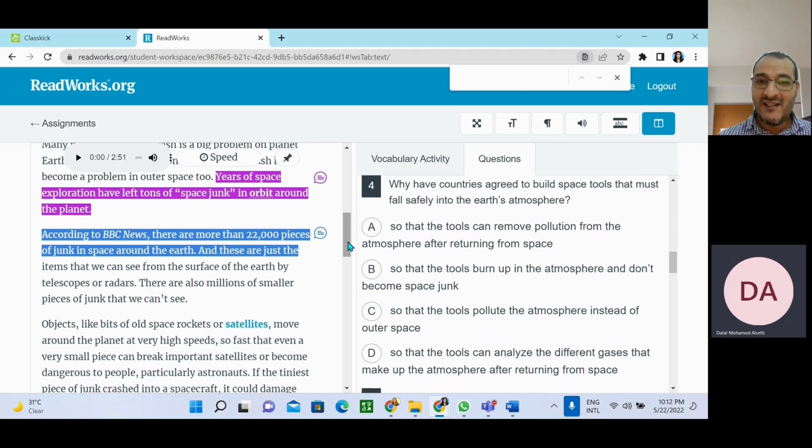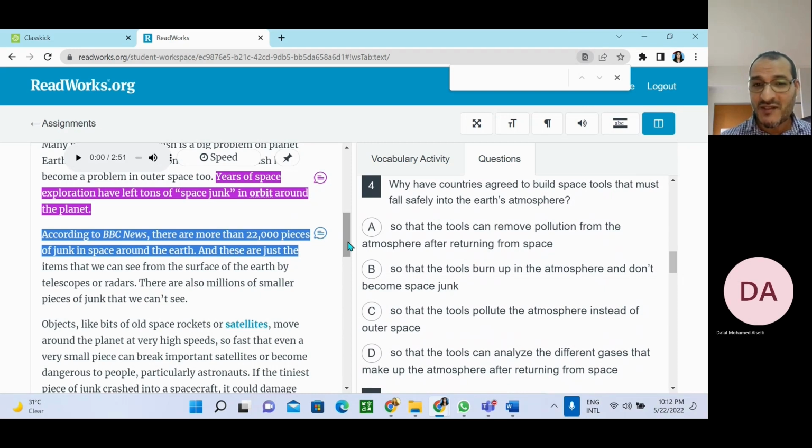Why do scientists or countries build space tools that must come back? So the function is that they must come back to Earth after some time in space. They will come back to Earth. Because once they come back to Earth, it is cleaned up by the atmosphere. The atmosphere burns them. Okay? So they want them to come back to Earth to get rid of them.